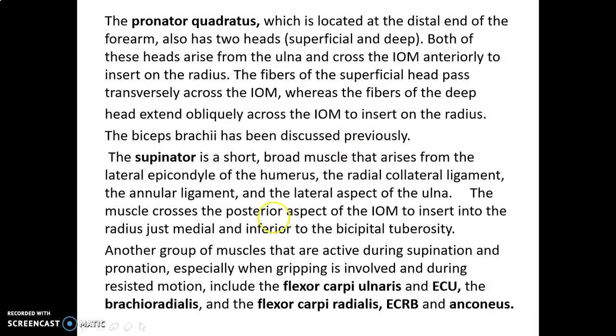Another group of muscles that are active during supination and pronation, especially when gripping by the hand is involved, and during recession motions, include the flexor carpi ulnaris and the extensor carpi ulnaris, the brachioradialis and the flexor carpi radialis, the extensor carpi radialis brevis, given in short form as ECRB, and the anconeus. All these muscles are not the primary muscles; they are accessory muscles, which come into play especially during gripping activity or recession motion.